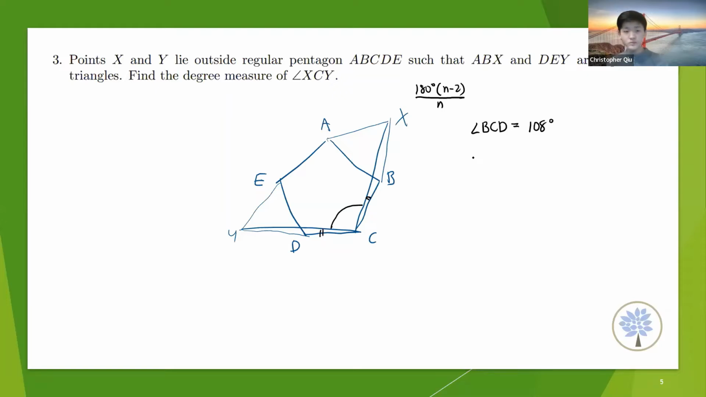One thing we can notice is that these two small angles should be equal because the diagram is symmetric. The diagram is symmetric about this line. So it suffices to find one of these angles. So let's look at this angle, for example. Let's focus on this angle.